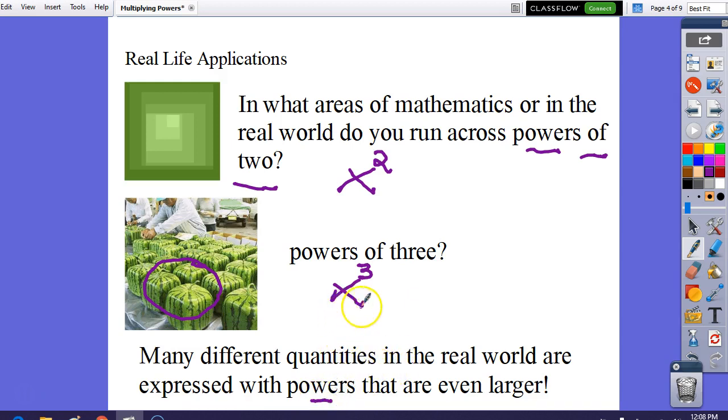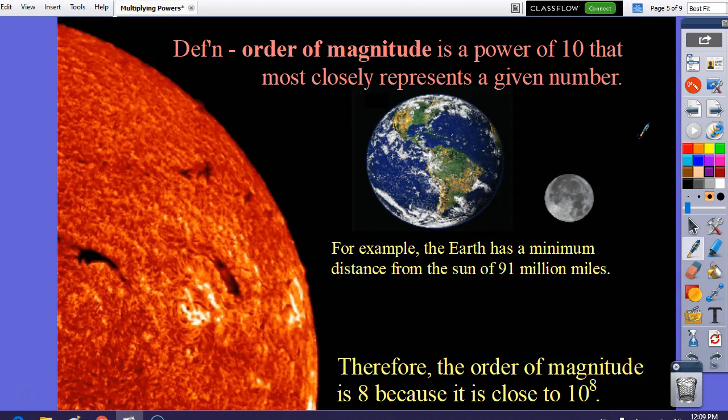Remember, a power is a base raised to an exponent, and some of them can be even larger than that. So here's an example of looking at the distance from the Earth all the way to the sun. At any given point, the distance from the Earth to the sun is a minimum of 91 million miles away. So if we take a look at how to write 91 million, we write 91 followed by 6 zeros: 1, 2, 3, comma, 4, 5, 6. That is a tremendous amount of mileage away from the Earth.